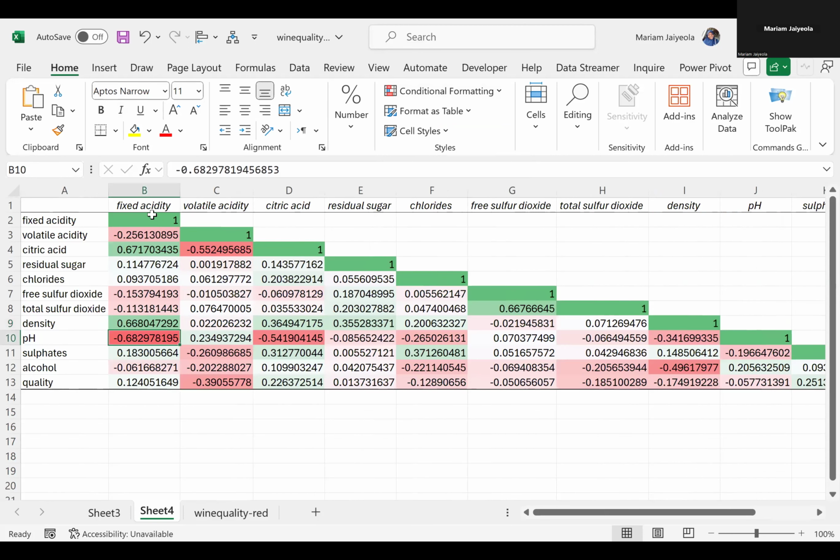Looking at quality, it is the volatile acidity and quality. Okay. So when you look at correlation, it just tells you the association between two variables, so you can know if they are related or not. So let's try our hands on regression.